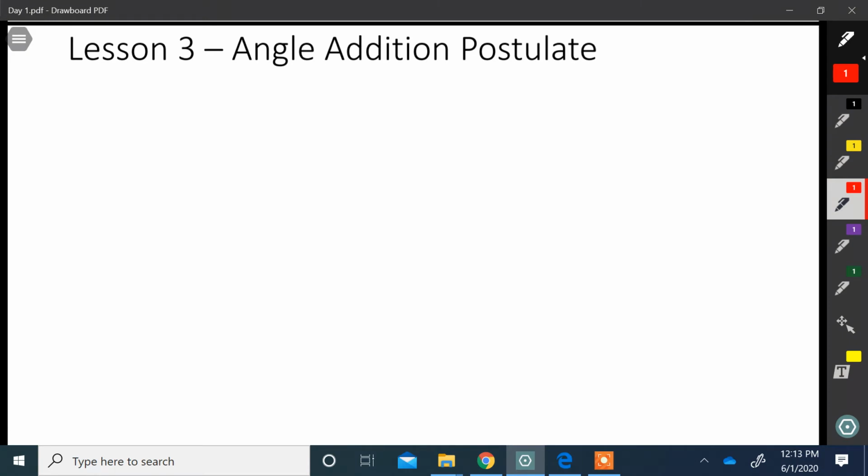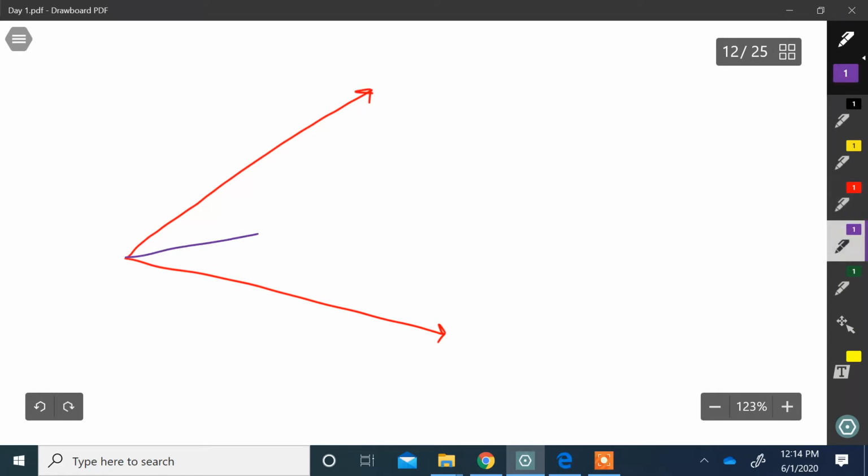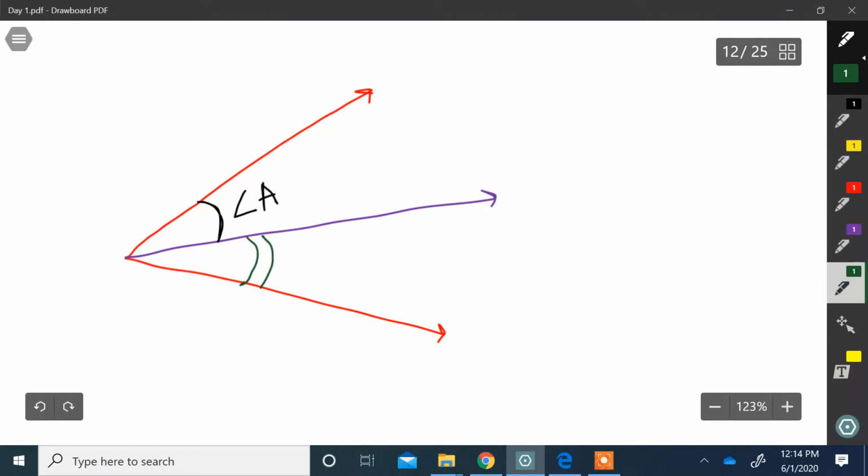All right, let's talk about the angle addition postulate. Okay, so what I'm going to say is probably going to be a little confusing, but then it should make sense later on. Let's say that this angle right here, we're going to call that angle A. And let's say that this angle right here is going to be angle B.